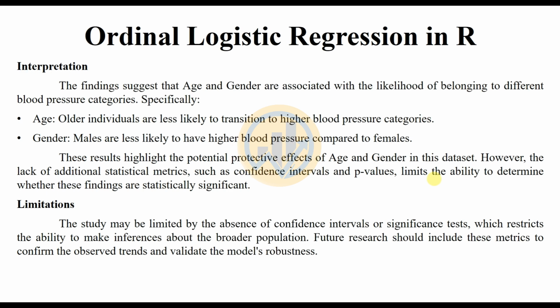The interpretation: the findings suggest that age and gender are associated with the likelihood of belonging to the different blood pressure categories. Specifically, older individuals are less likely to transition to a higher blood pressure category, and males are less likely to have higher blood pressure compared to females. Those results highlight the potential protective effect of age and gender in this data.